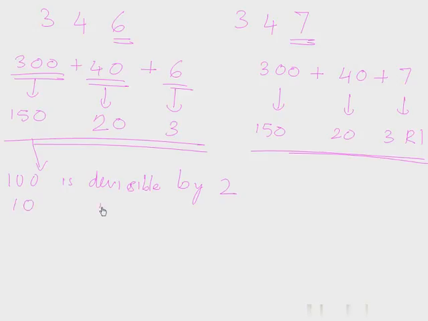10 is divisible by 2. So if 10 is divisible by 2, so is 20, 30, 40, 50, 60, 70, 80. So similarly, 1000 is divisible by 2, 10,000 is divisible by 2 and all powers of 10 are divisible by 2. 10 raised to n is divisible by 2, if n is greater than or equal to 1, that is 10 onwards. So those parts of the numbers are all divisible by 2. So they are taken care of.